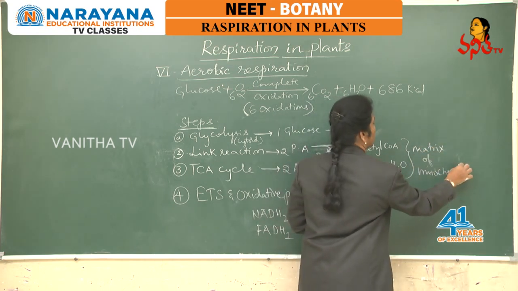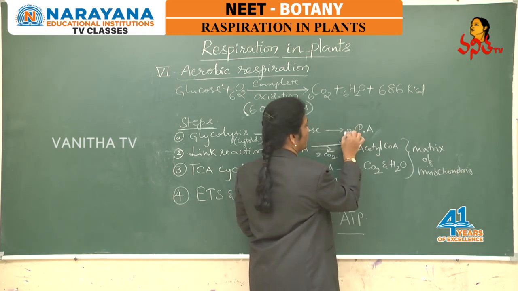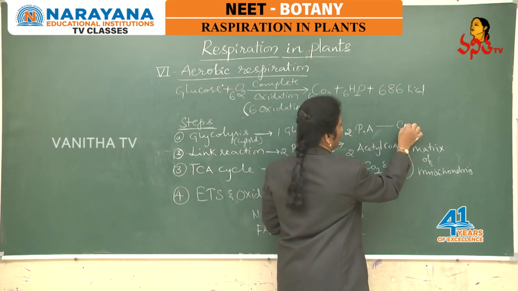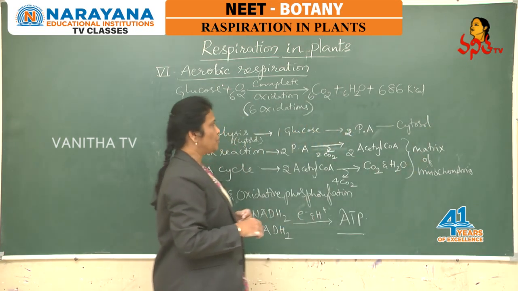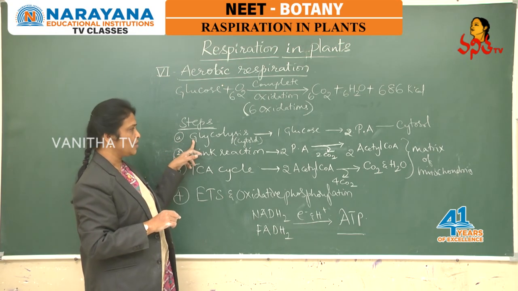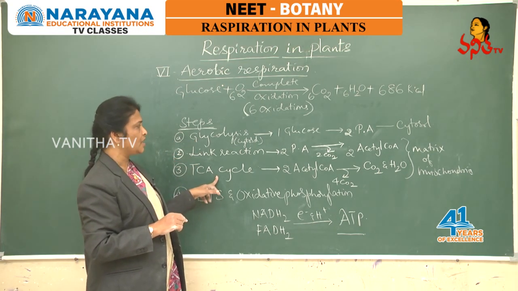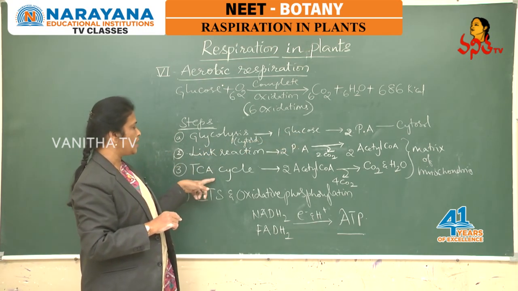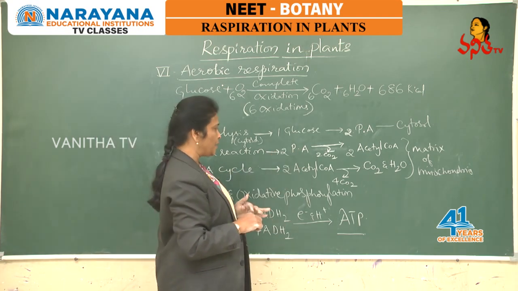So mitochondria are involved in aerobic respiration, whereas the formation of pyruvic acid from the glucose molecule, that is the glycolytic pathway, occurs in the cytosol. So the aerobic respiration process includes glycolysis, link reaction and Krebs cycle, that is the TCA cycle. Glycolysis occurs in the cytosol, whereas the link reaction and TCA cycle occur in the matrix of mitochondria.